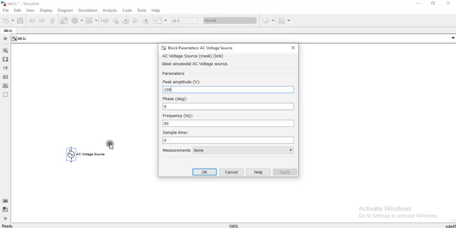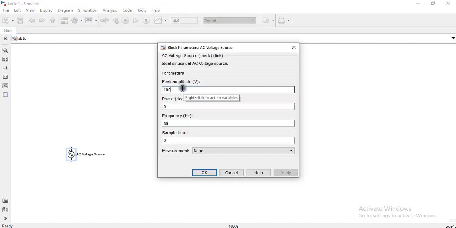Okay, I have to keep 80 volt RMS, so I have to give peak value here, so I am multiplying 1.41 into what is the voltage given. Given voltage is 80, frequency is 50 Hertz.